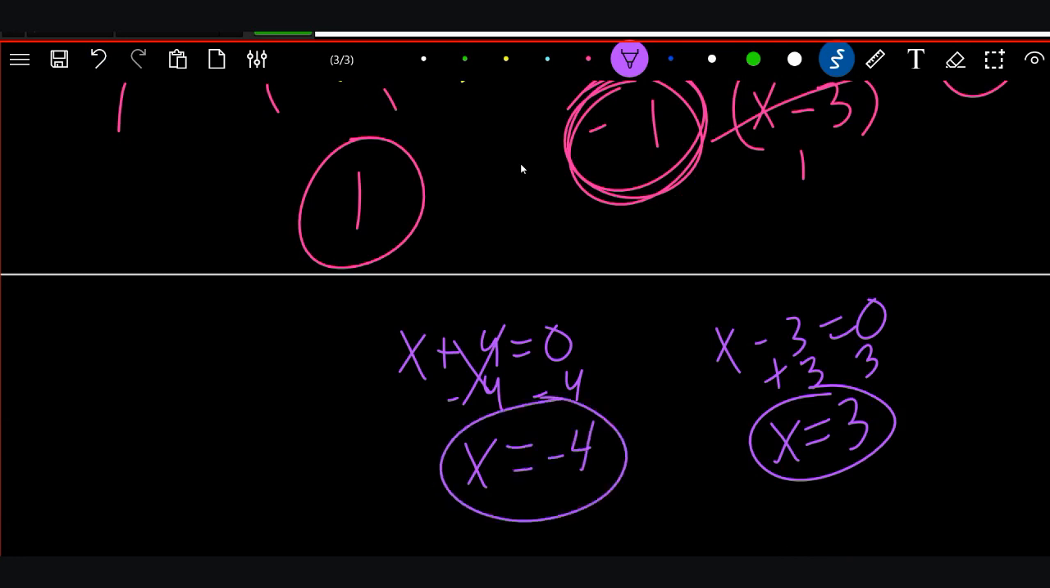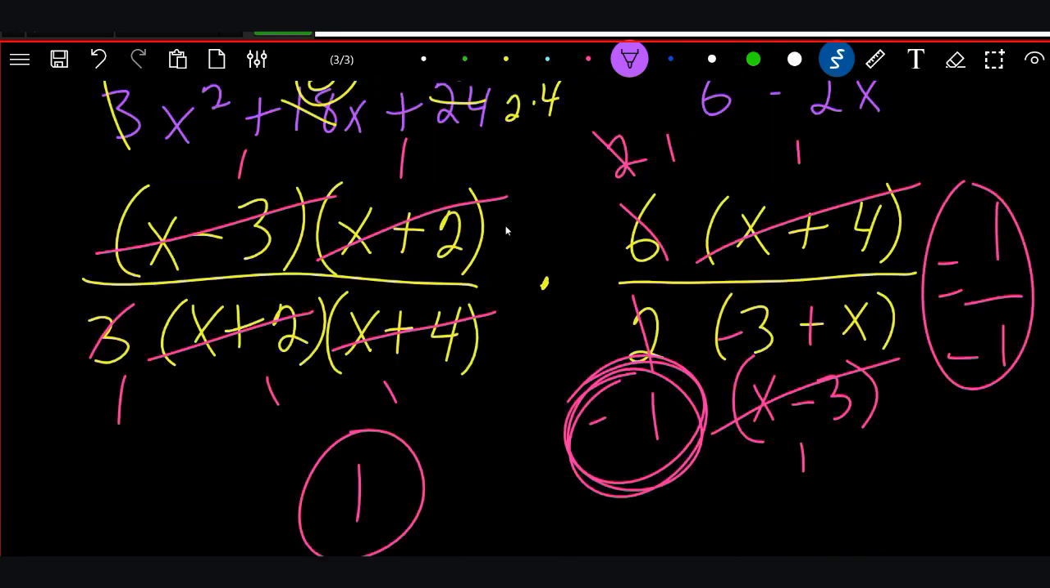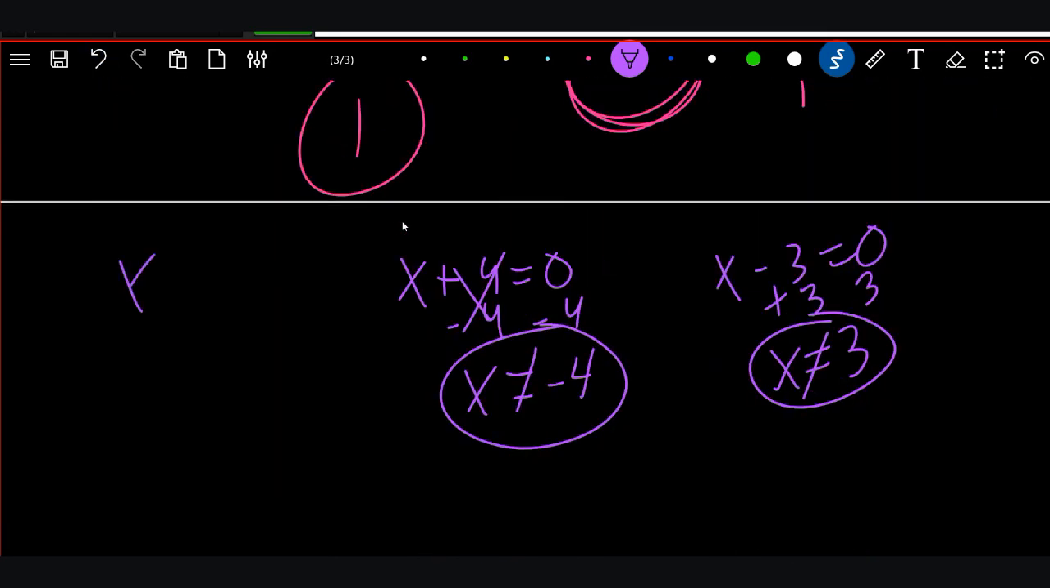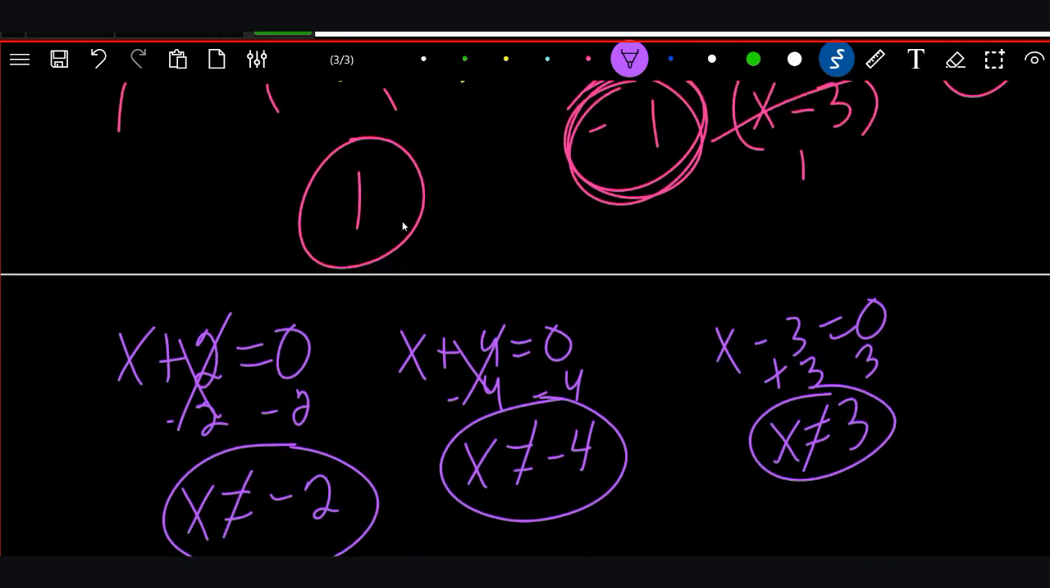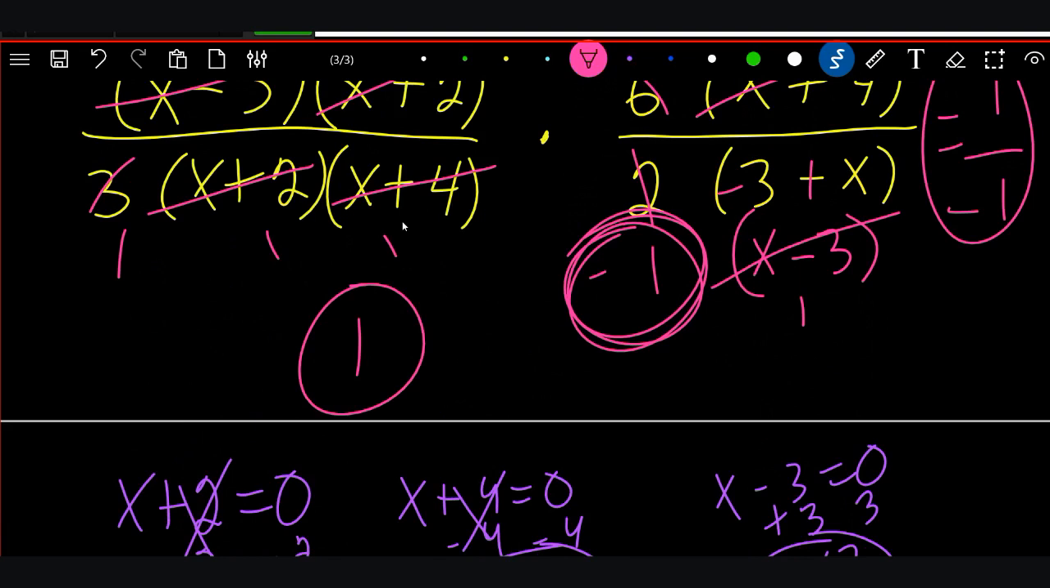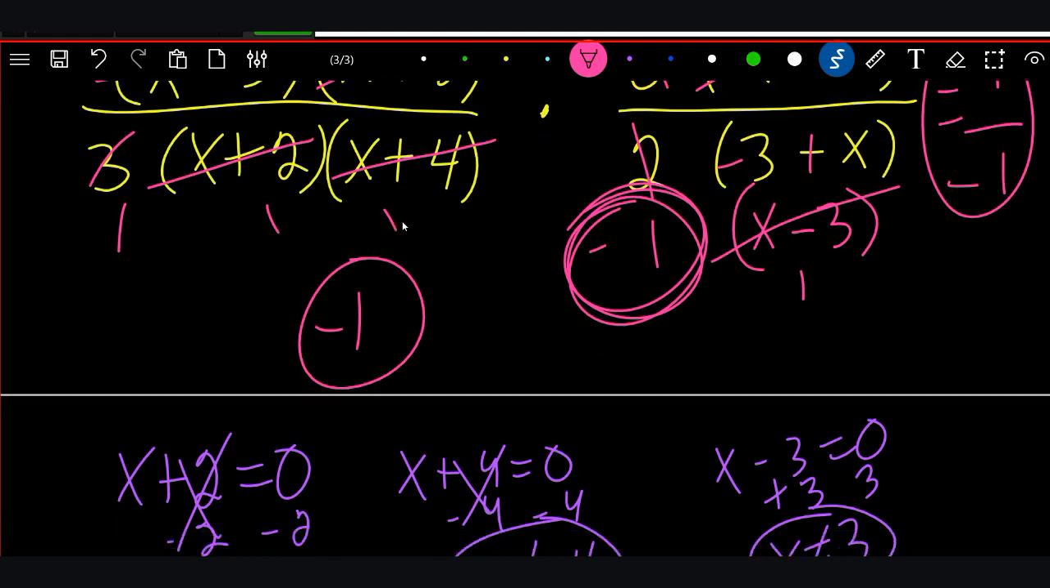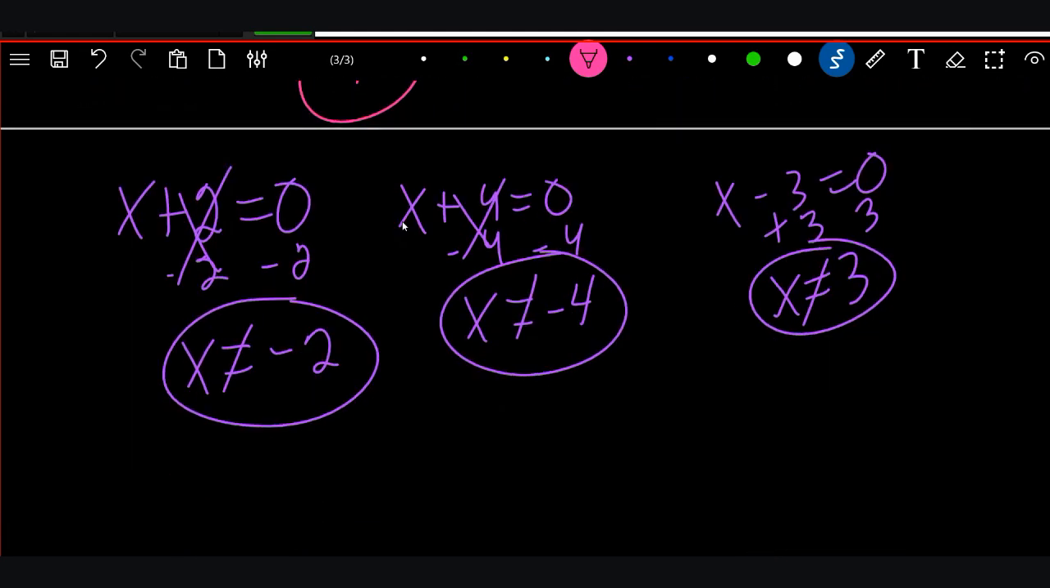That's part of the answer. Well, actually, not equals, doesn't equal, can't equal. Okay, same thing with the 3. X cannot equal 3. And then we had this x plus 2 as our other factor that we canceled. So x plus 2 equals 0, minus 2, minus 2. X cannot equal -2. So those are your answers. Well, I forgot my negative sign here. Sorry about that. -1. Okay, -1 is your answer. And the cannot equal -2, cannot equal -4, and cannot equal +3.